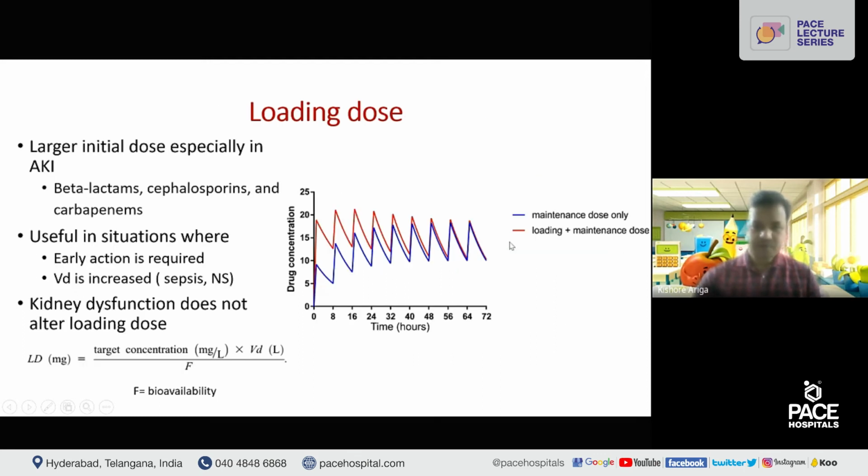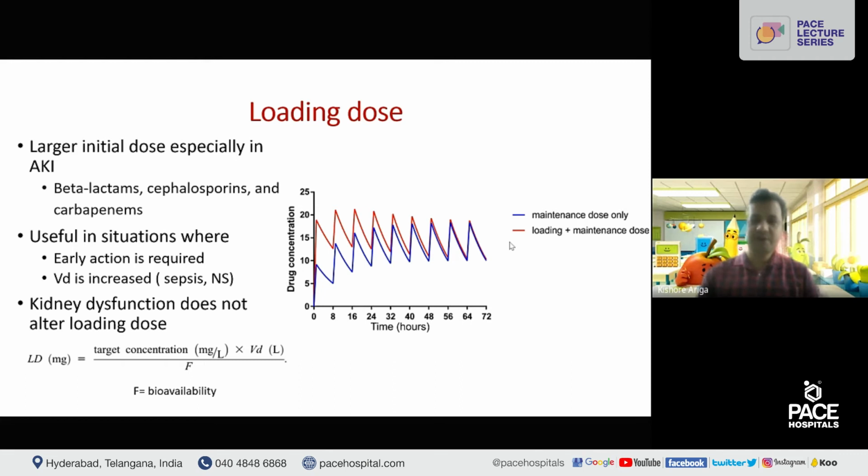So coming to the loading dose. Loading dose is the initial dose which we give while starting, especially antibiotics or antiepileptics and some other drugs.